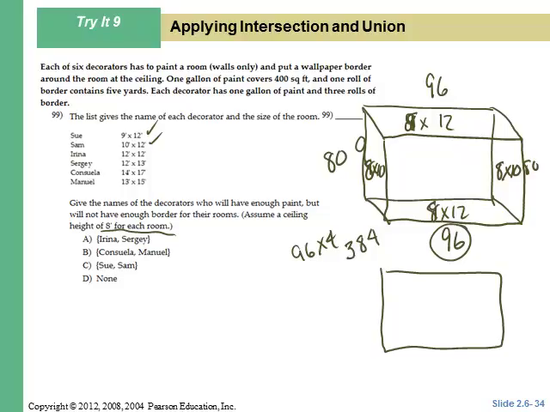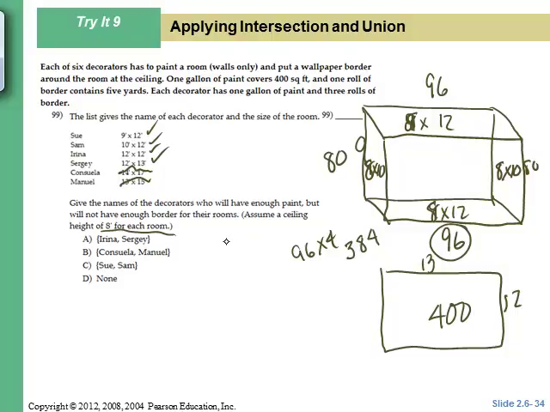So a 12 by 12 room will have enough paint for the walls. How about a 12 by 13? Well, the 13-foot wall, 13 times 8 is 104. So a room that's 13 by 12 will have exactly 400 square feet. So there is enough paint for that room, but there is not enough paint for this room and this room. All of those rooms have enough paint.